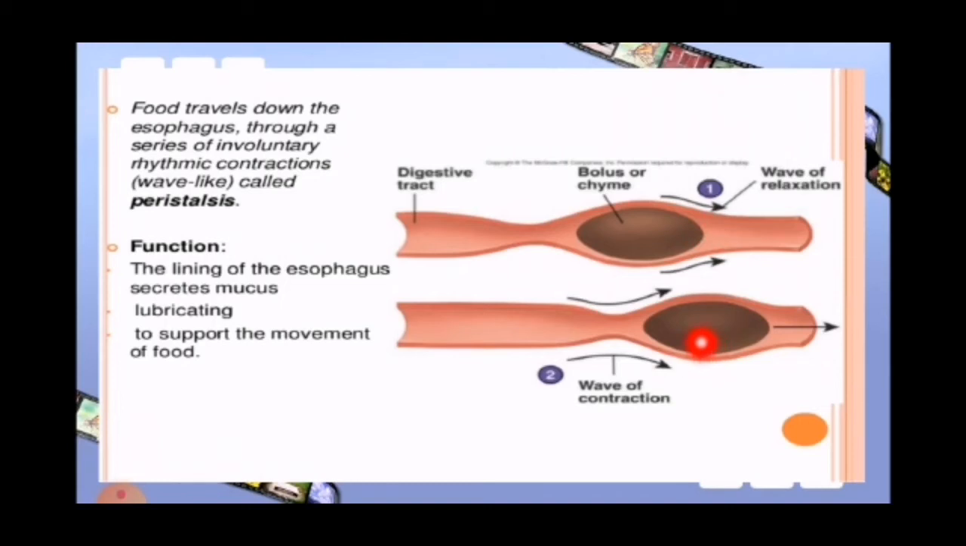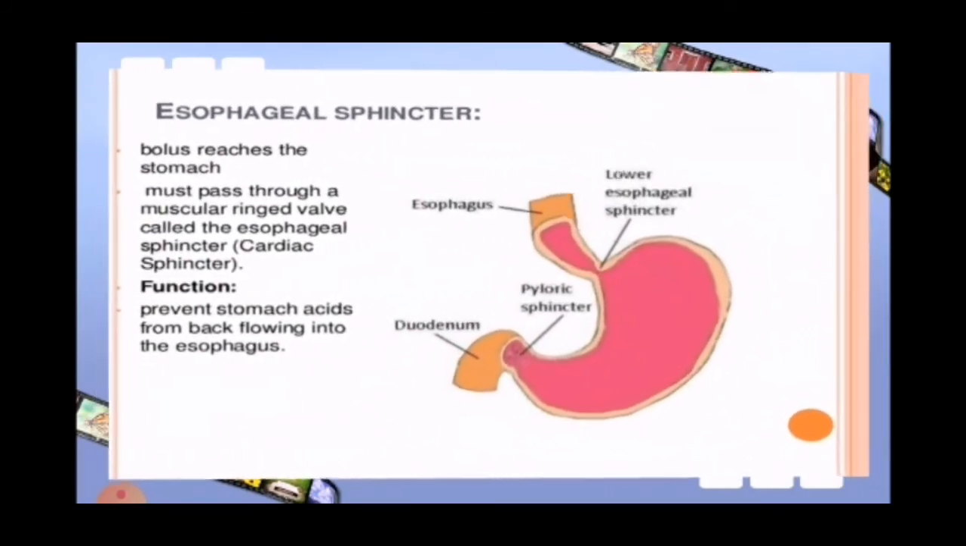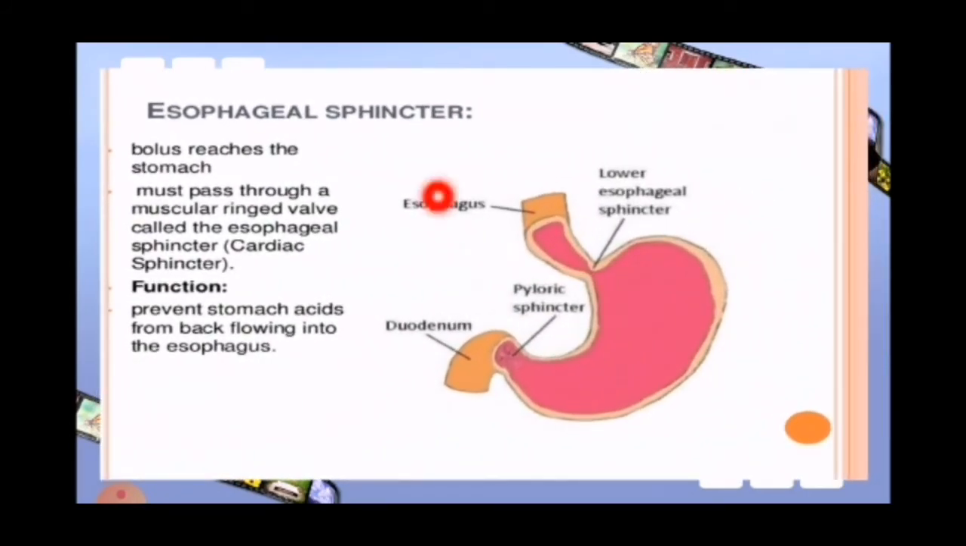This is the peristalsis movement, the process in which the alternate contraction and relaxation of the muscle cause the bolus to move along the tube. It is known as peristalsis. And what is the function? The lining of the esophagus secretes mucus to support the movement of the food and aid it to move. Now the esophageal sphincter. When the bolus reaches the stomach, it must pass through a muscular ring called the esophageal sphincter, also known as the cardiac sphincter.